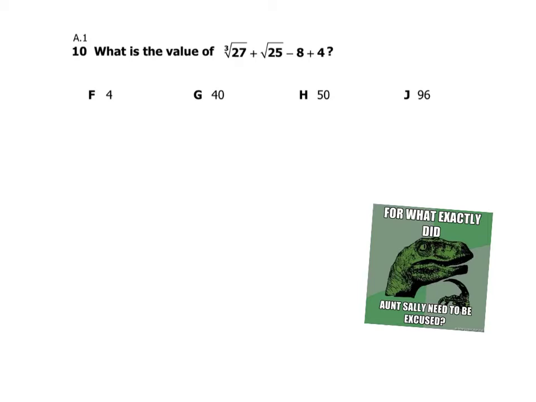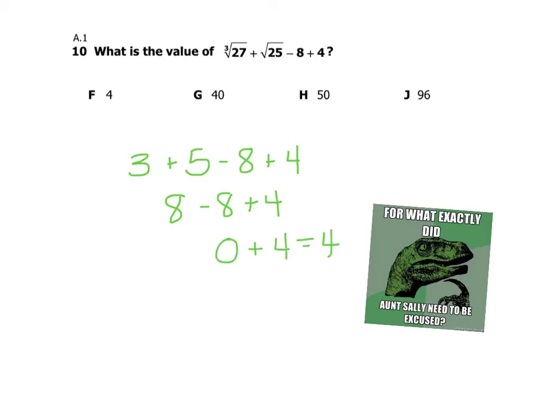We had another cube root of 27 plus the square root of 25 minus 8 plus 4. So again, order of operations: cube root of 27, what to the third power is 27? 3. What squared is 25? 5. So 3 plus 5 is 8, minus 8 plus 4. 8 minus 8 is 0. 0 plus 4 is 4, and 4 was the correct answer for that one. All right, only 3 more.